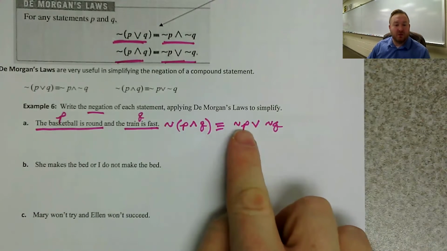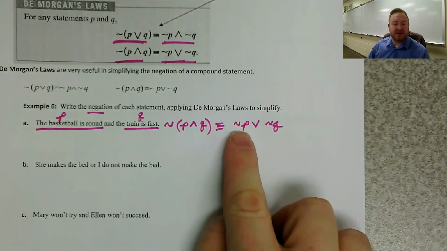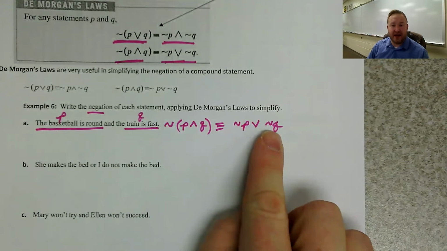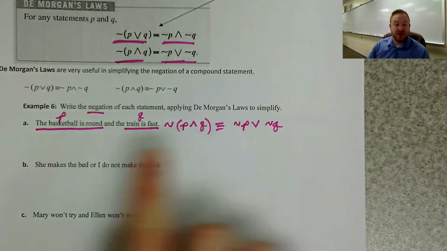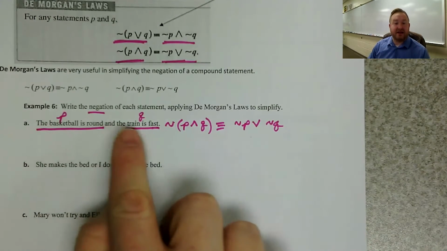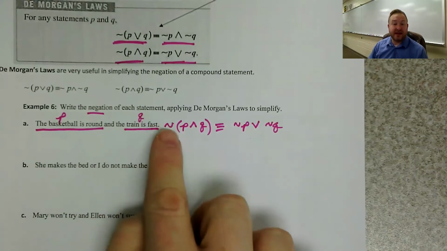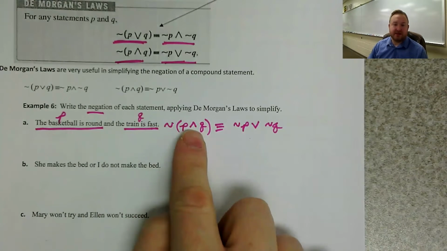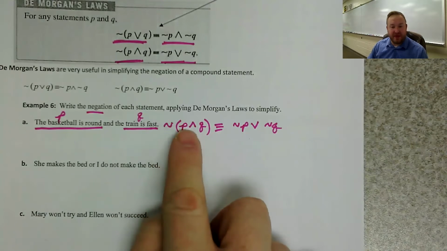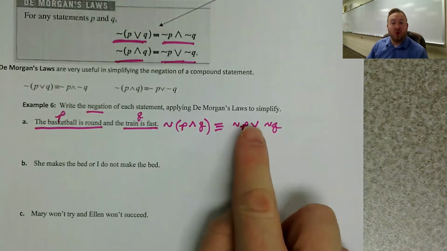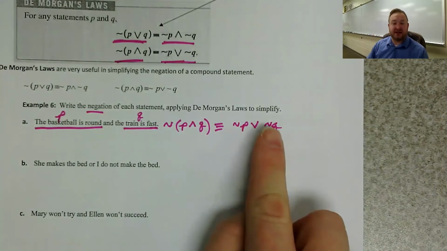But the negation would be the basketball is not round, or the train is not fast, right? So the basketball is round and the train is fast. We're looking for the statement that has the opposite meaning of that. So we negated that statement. And the negation of that statement would be the basketball is not round, or the train is not fast.